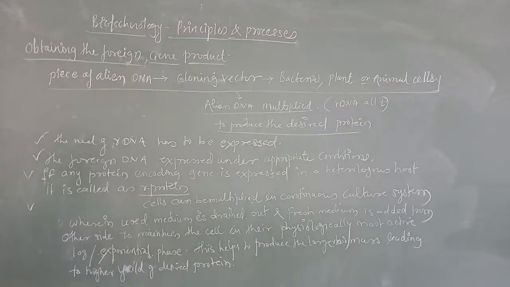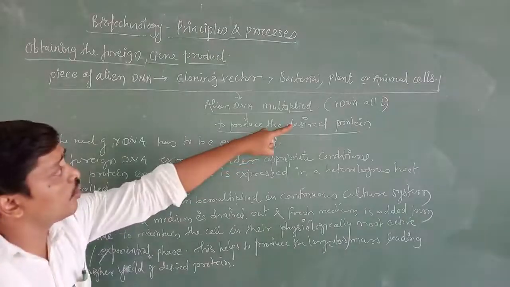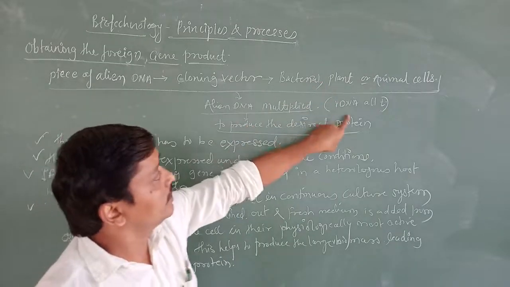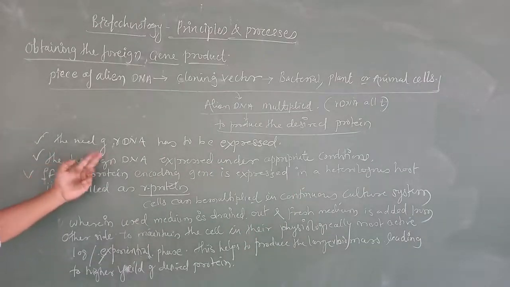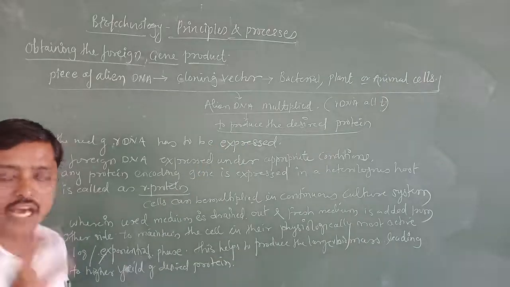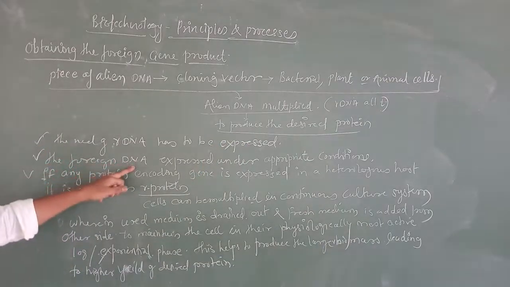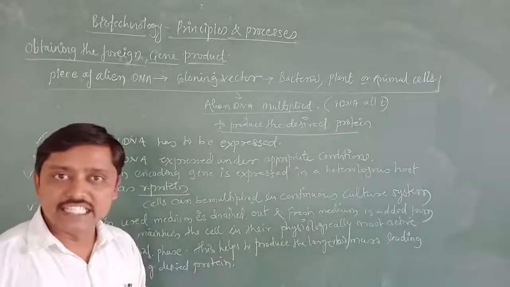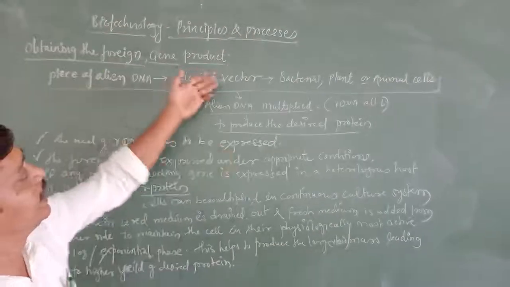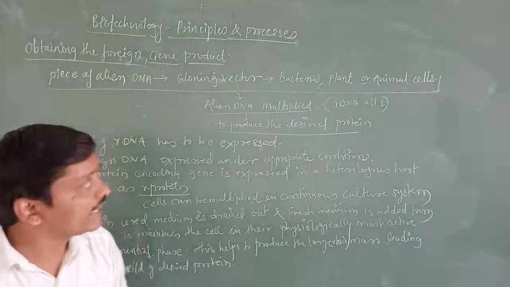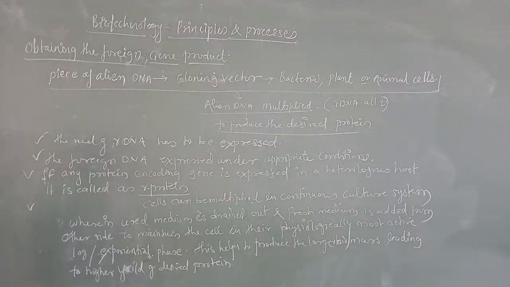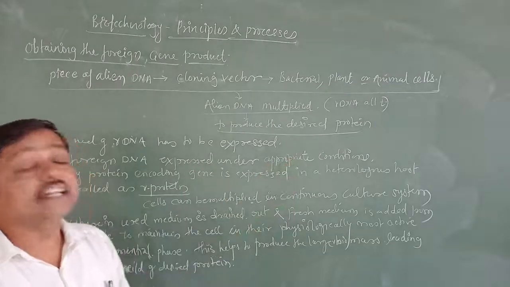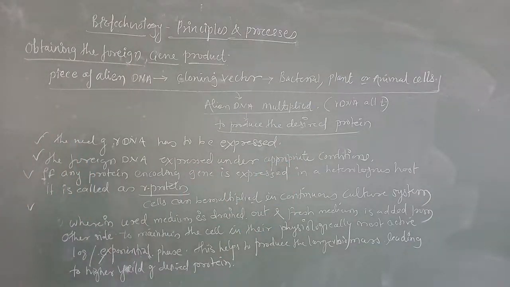What is going to happen there is that we need to express this rDNA in the bacterial cell, express the rDNA in the plant cell, express the rDNA in the animal cell, wherever we introduce it. That is the need for the rDNA to be expressed. The foreign DNA is expressed under appropriate conditions. Whatever foreign DNA we add into the vector, then the cloning vector is added into the bacterial, plant or animal cell. For the multiplication or expression of that rDNA or alien DNA, we maintain the appropriate conditions. Those conditions are helpful for expressing the foreign DNA.